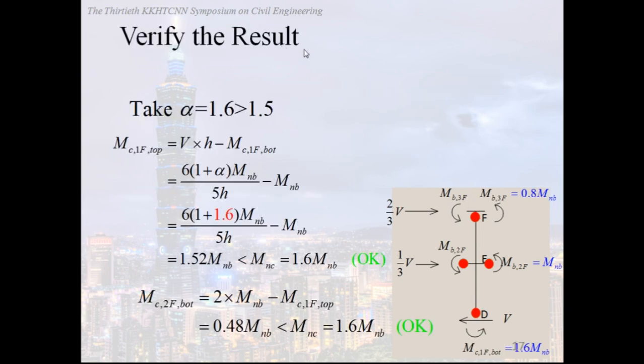Verify the result. If we take alpha equal to 1.6, larger than the 1.5 which we derived, we found that the MC of the first floor at the top and the MC of the second floor at the bottom are smaller than MNC. So the results are all beam mechanism.